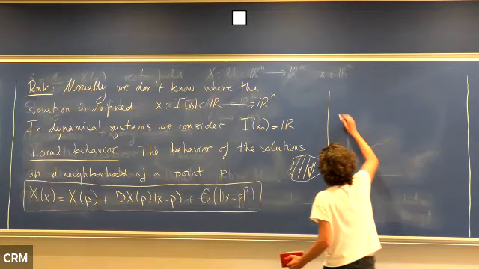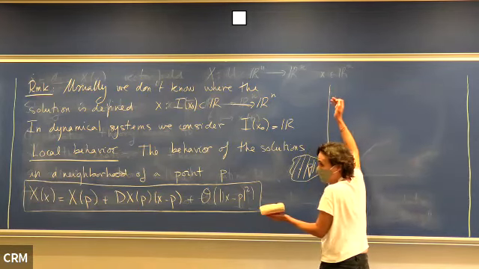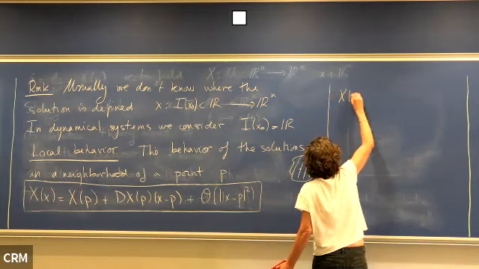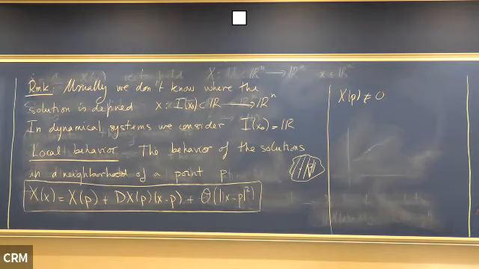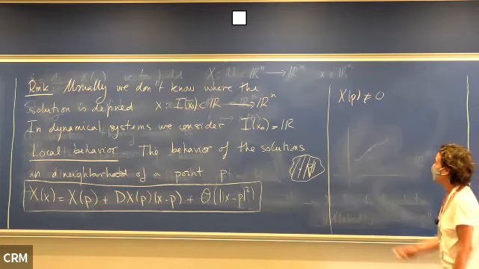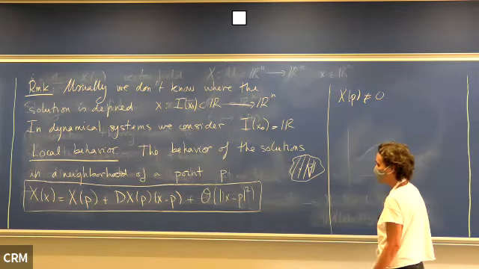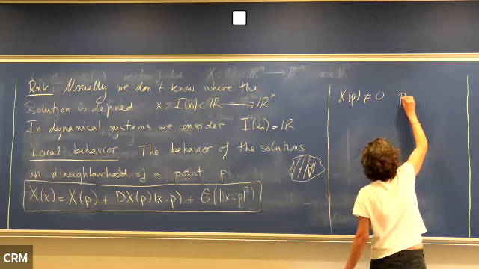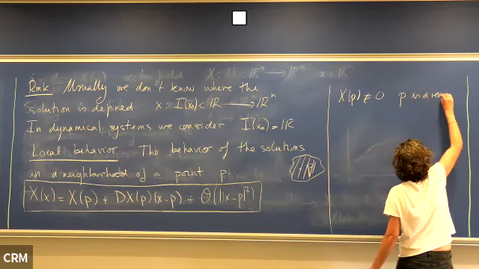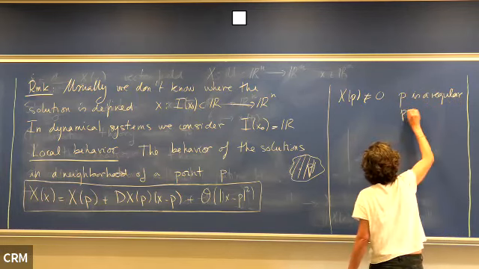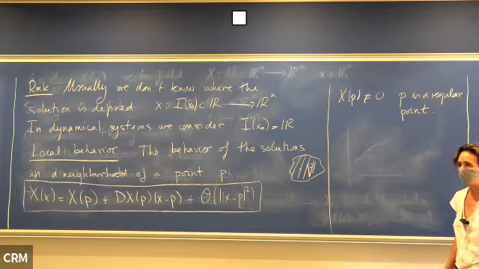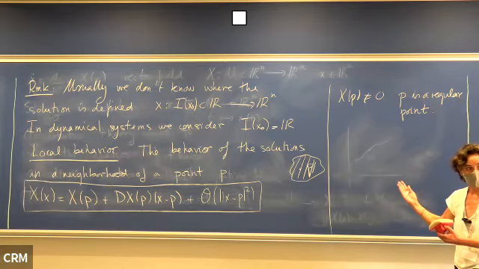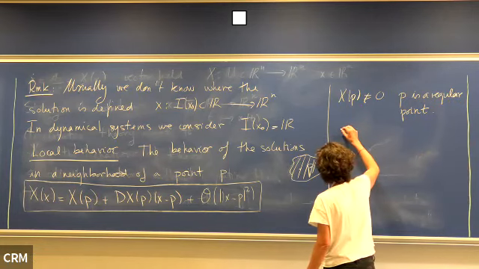So the first thing that we have to assume is that X(p) is different from 0, because being different from 0 is a generic condition. Yeah? Usually things are different from 0. So if the vector field is not 0 at a point, then we say that P is a regular point. And we have a result that says something.